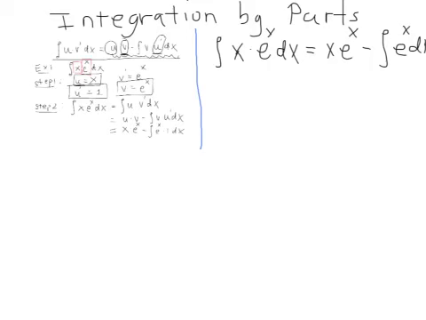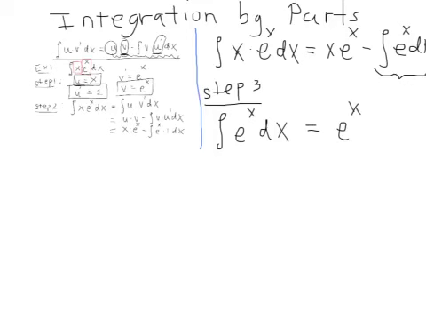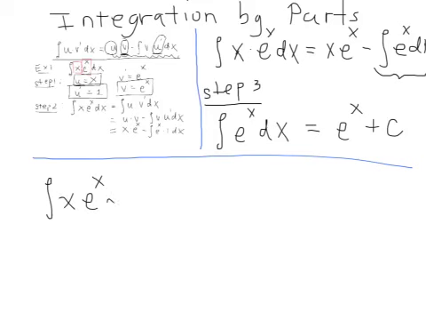Now step 3, we're going to finish this up by taking care of the last integral, integral e to the x dx. This just asks you to find the antiderivative of e to the x, and it's again just e to the x plus c. So there, the final answer of the integral x e to the x dx is x e to the x minus e to the x plus c. So that's the final answer.